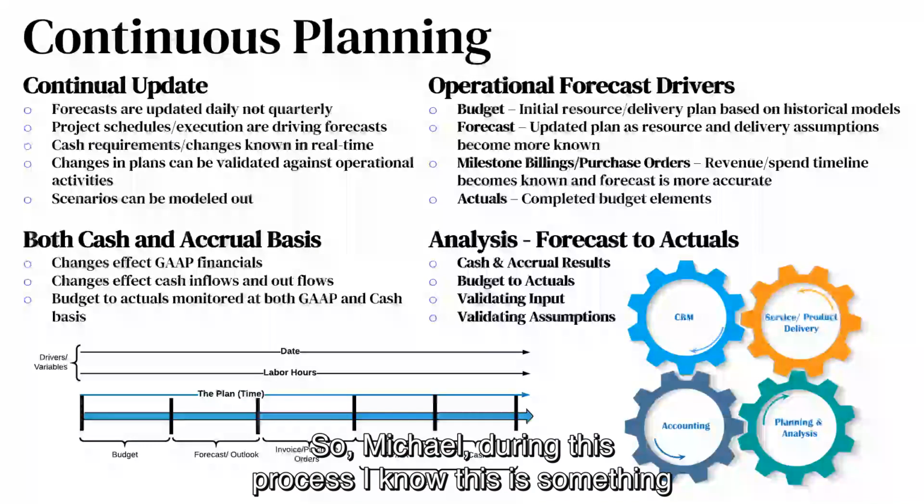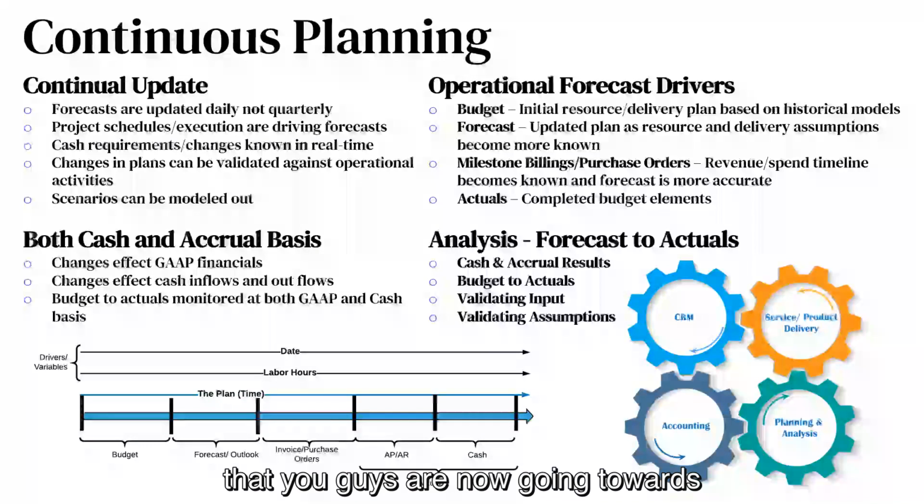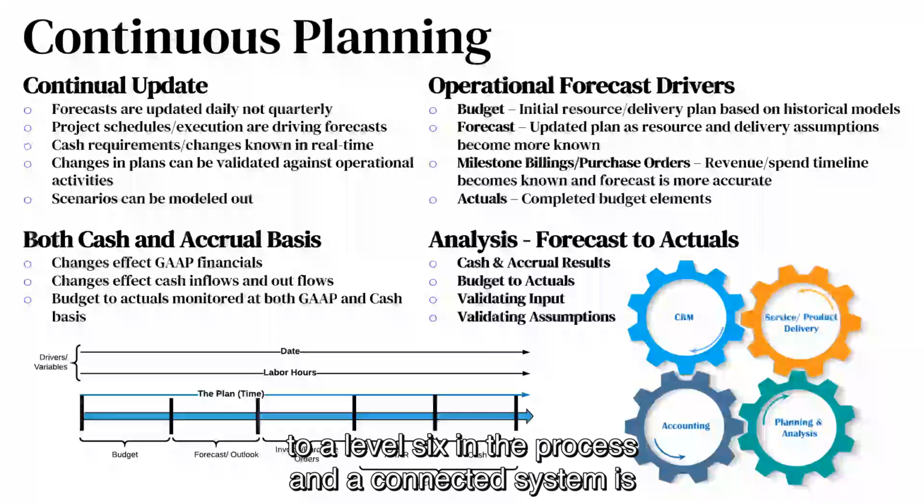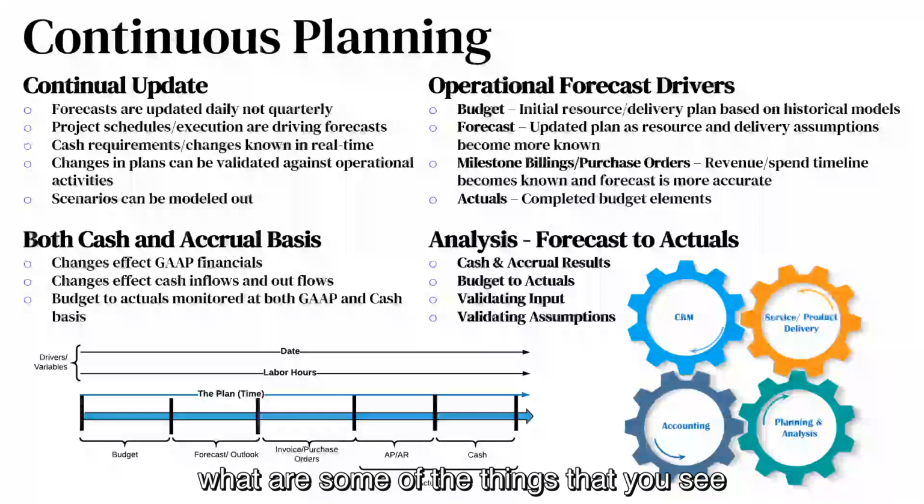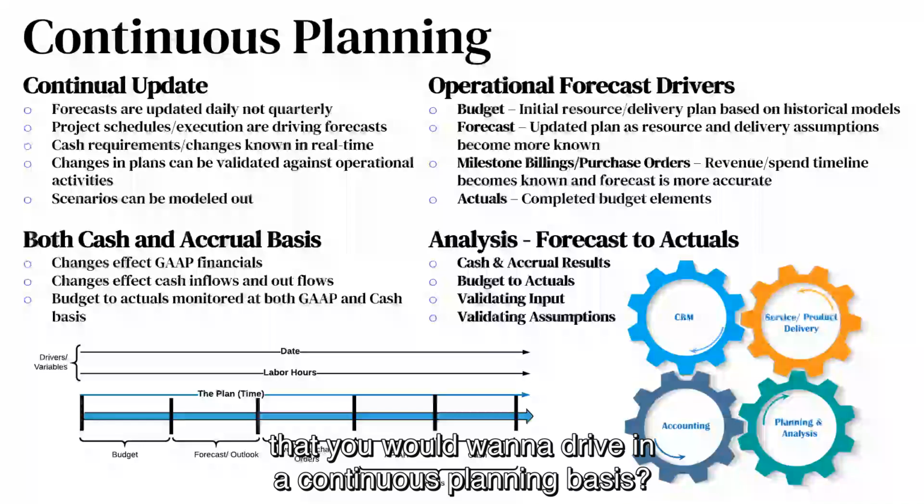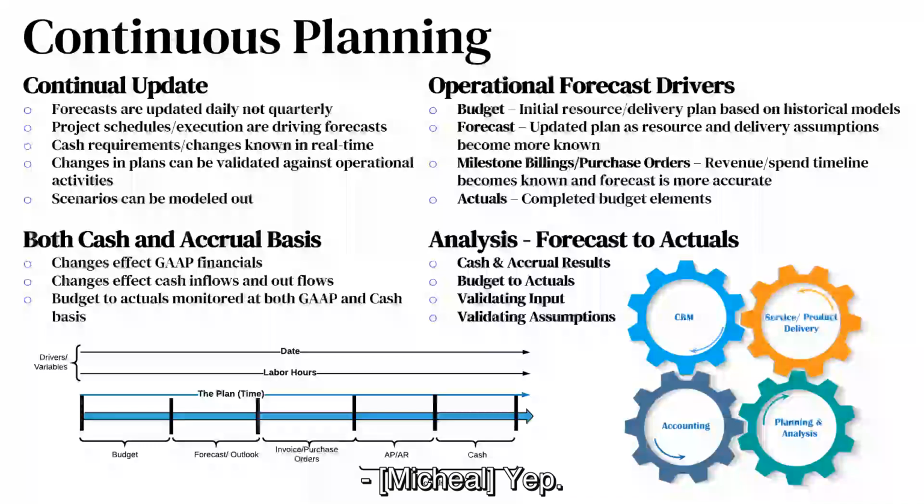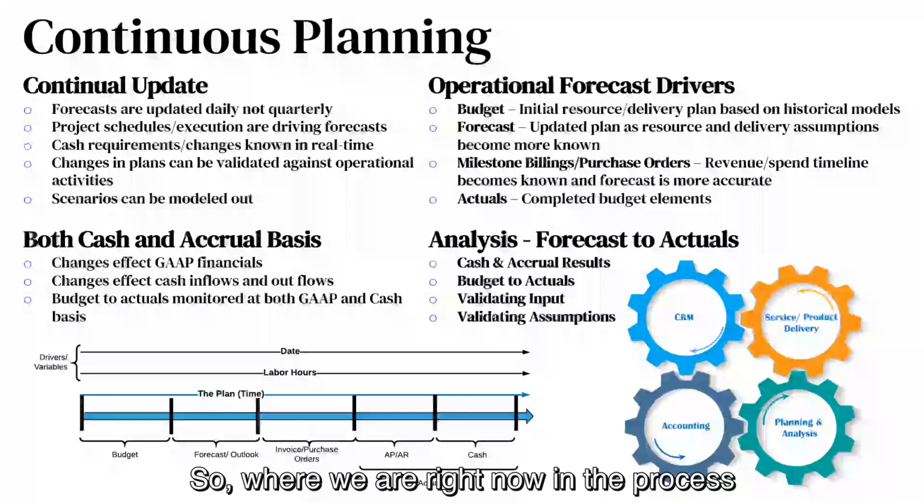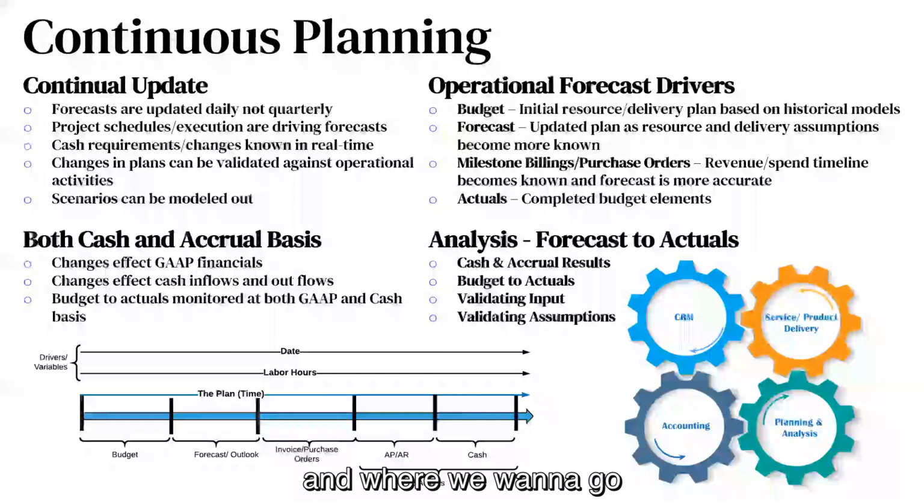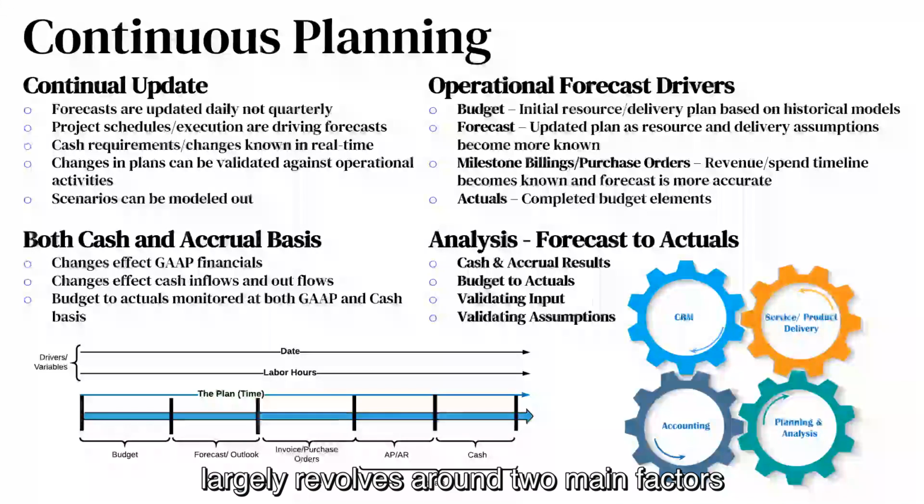So Michael, I know this is something that you guys are now going towards, and that's one of the reasons why we're going from a level 4 to a level 6 in the process in a connected system. What are some of the things that you see that you would want to drive on a continuous planning basis? Yep. So where we are right now in the process and where we want to go largely revolves around two main factors.